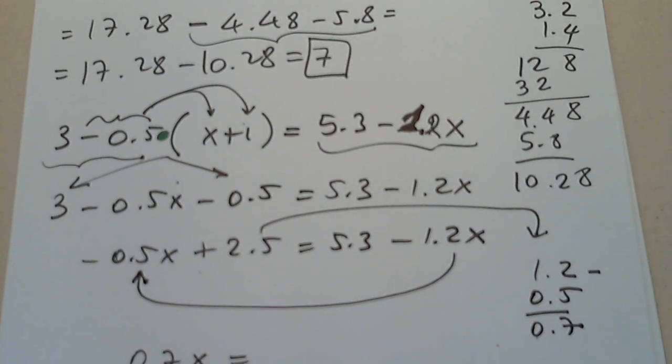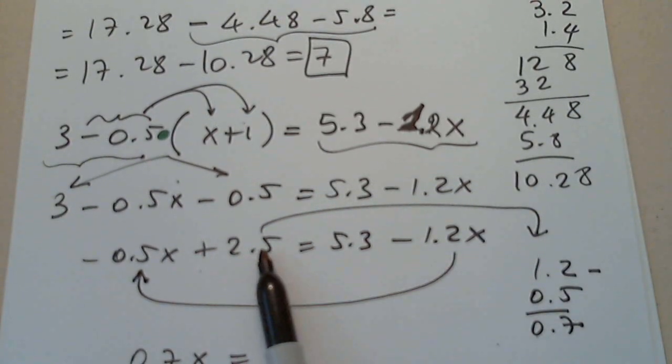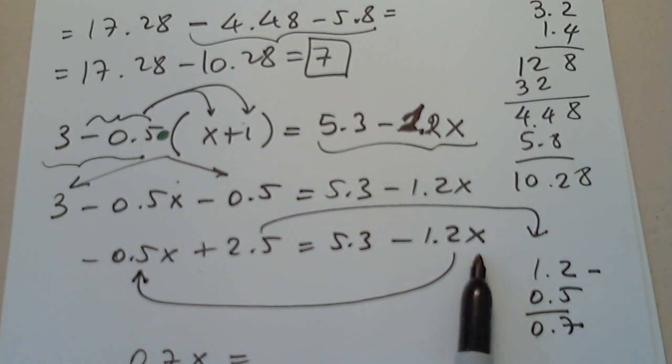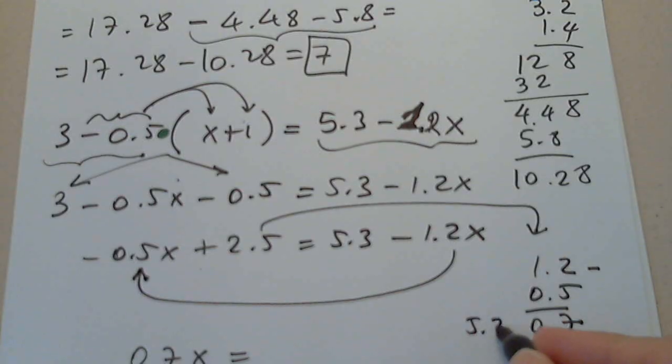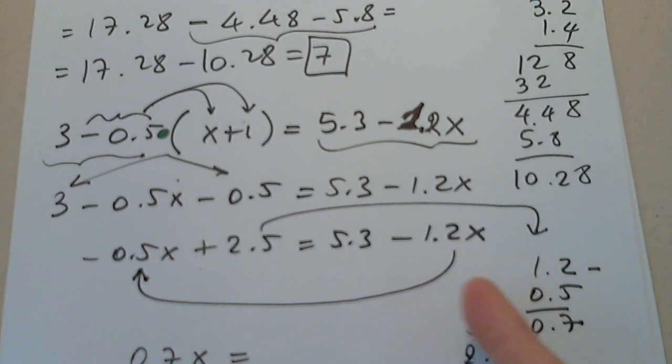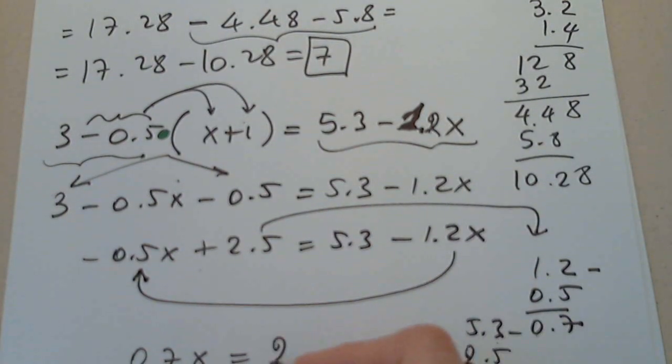0.7x equals. When I move the positive 2.5 to the other side, it becomes negative. So now I have 5.3 minus 2.5. 5 from 13 is 8. 2 from 4 is 2. And it's negative. It's positive, sorry. So this is 2.8.